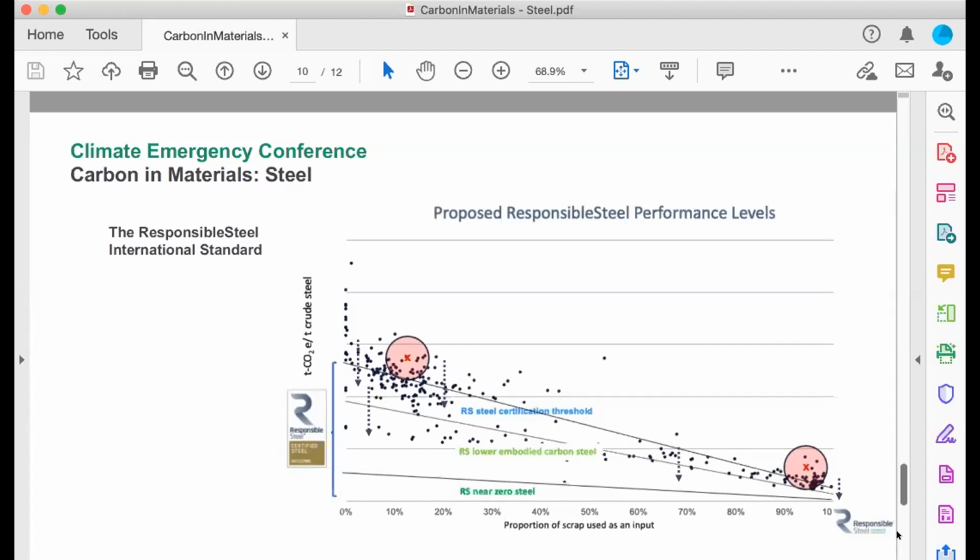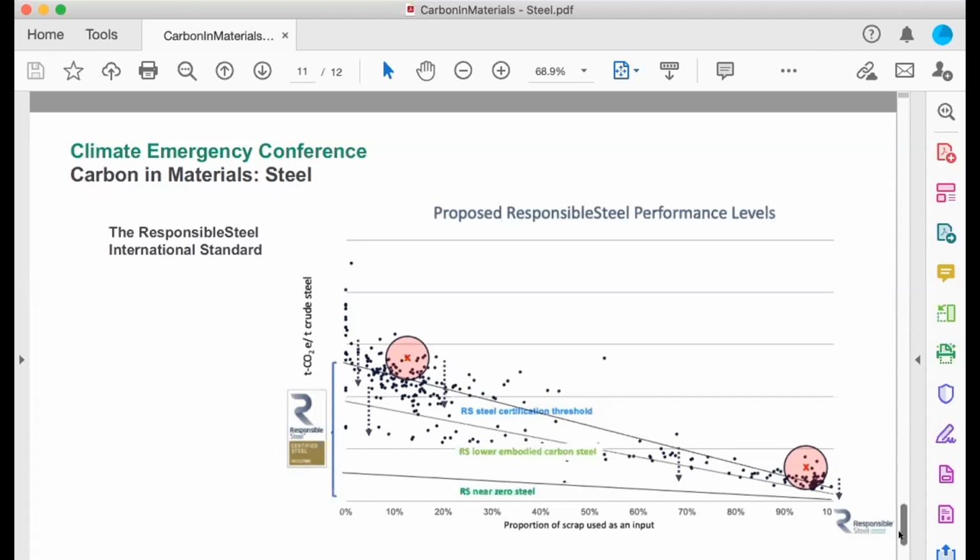And those at the moment are being proposed to be set at a lower embodied carbon level, and then at a near zero embodied carbon level, allowing specifiers to be forward-looking in terms of setting their specifications and their own targets.